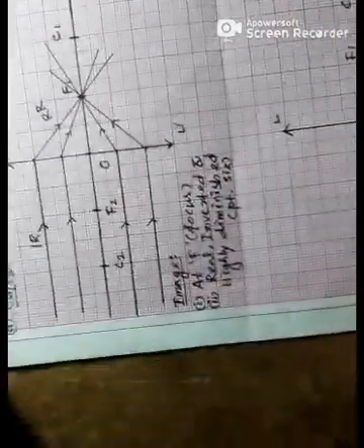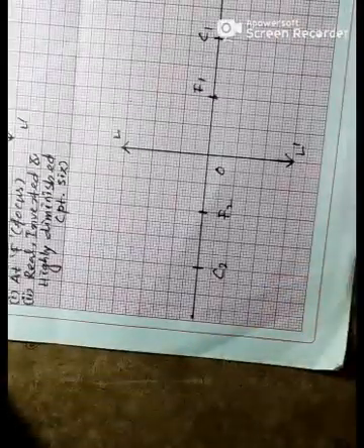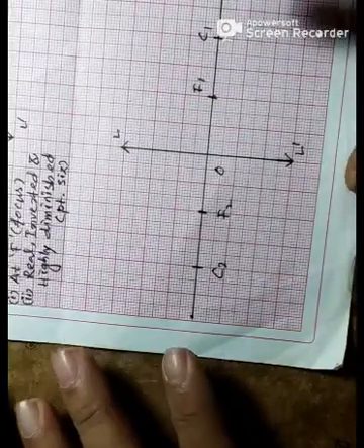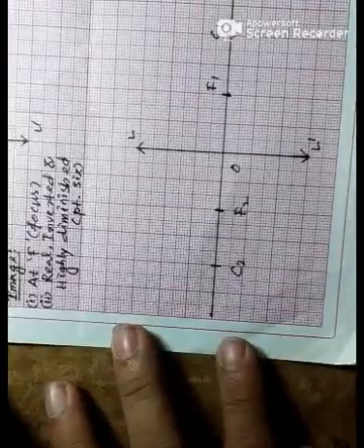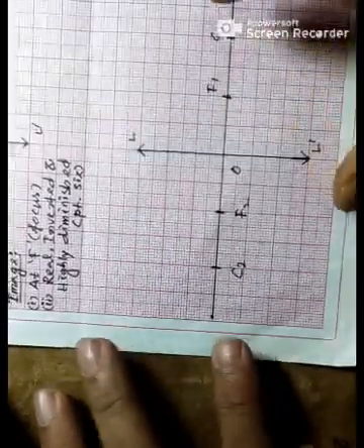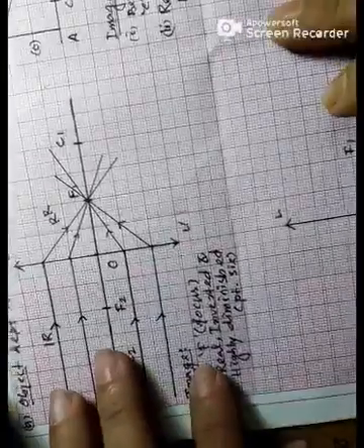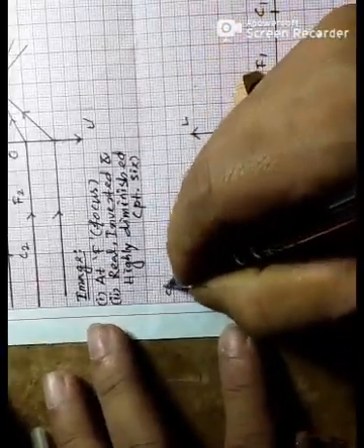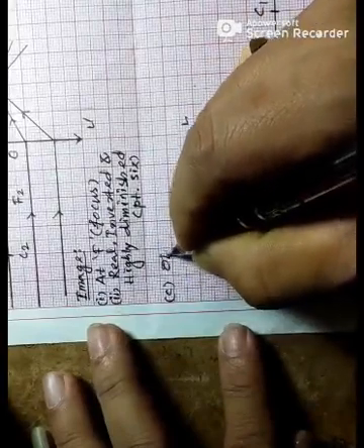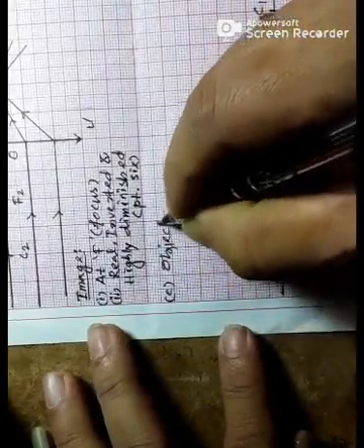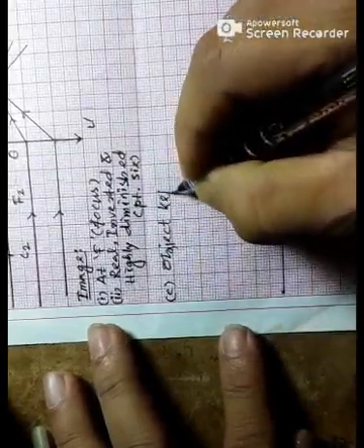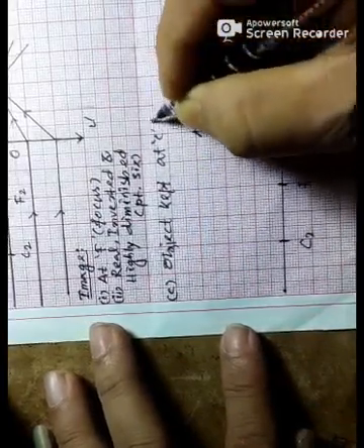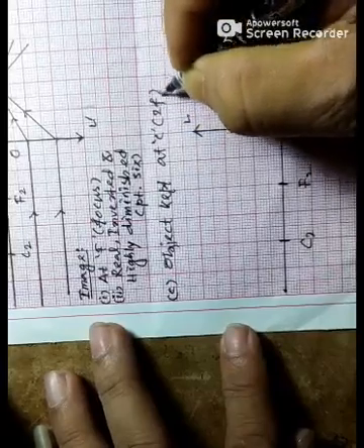Now coming to the third one. So our third one is what? The third one is the object kept at C. So this is the third option. Object kept at center of curvature or 2f length.